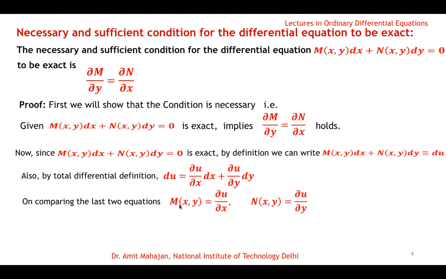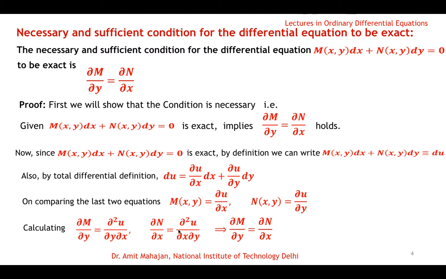So if I differentiate this with respect to y, then the partial derivative of M with respect to y will be the second derivative of u with respect to x and y, and if I differentiate this equation with respect to x, the partial derivative of N with respect to x will be the second derivative of u with respect to x and y. So from these two equations we can say that partial M by partial y must be equal to partial N by partial x. Which proves our necessary condition: if the differential equation is exact, then this condition must hold.